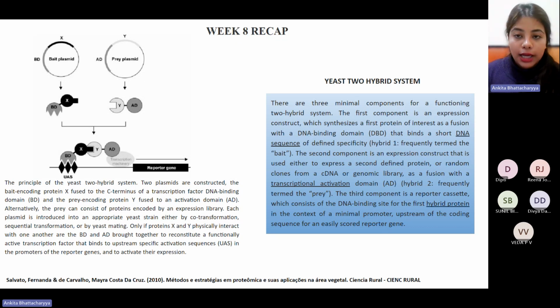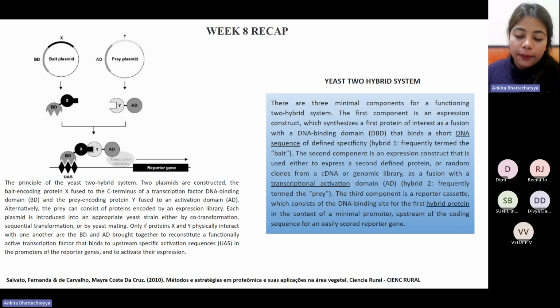What we are particularly looking at in this context is the use of the yeast two-hybrid system. It was also mentioned in the lectures, but I wanted to elaborate a little more on it and how relevant and how extremely brilliant this concept was.